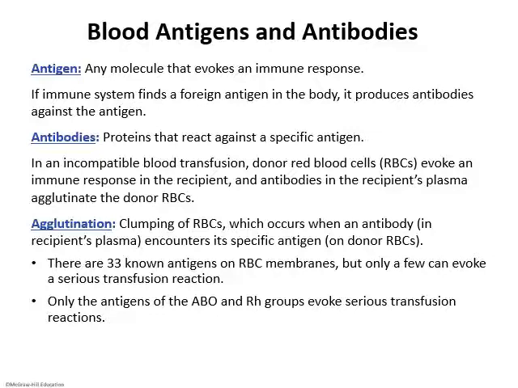There are 33 known antigens on red blood cells. However, the ones that we really only pay attention to are ABO and RH, and that's because if you give the wrong ABO or RH group to someone, it can cause really bad adverse effects, including death. The other antigens really don't cause much of a reaction, so we don't really worry about them.